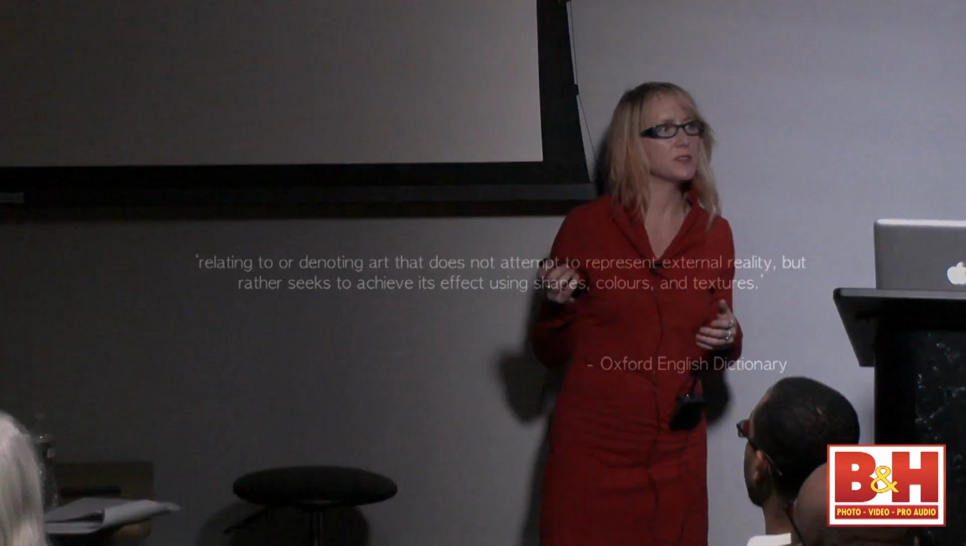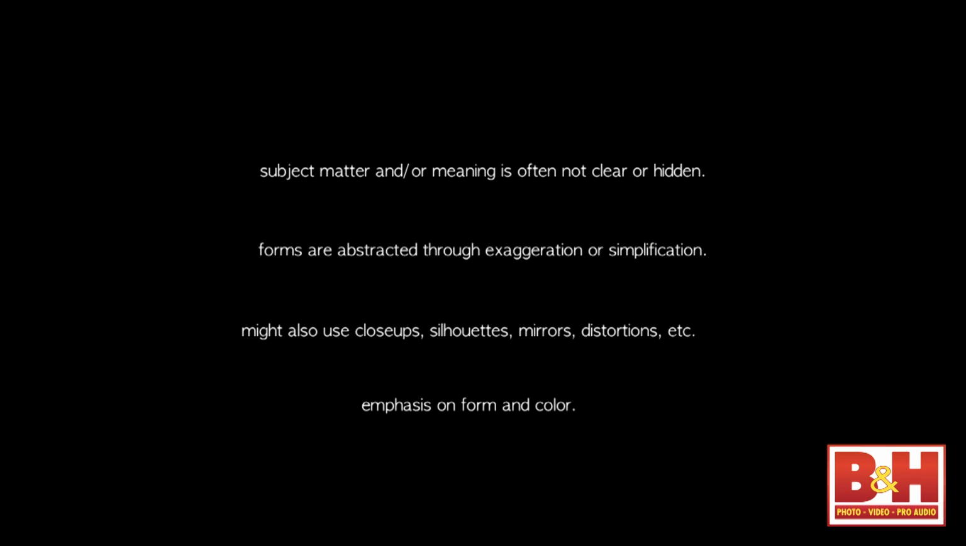So abstract art has a strong emphasis on form. So for photography, that would be shapes, textures, colors, line, where the subject matter is often hidden. We don't always know what it is. Things are abstracted, exaggerated, or simplified. So let's take a look.